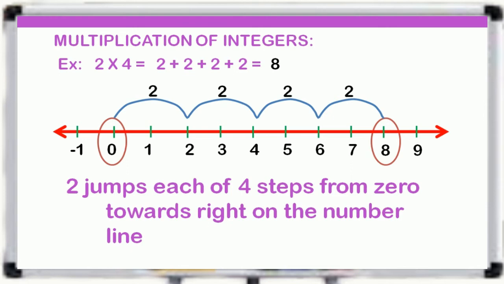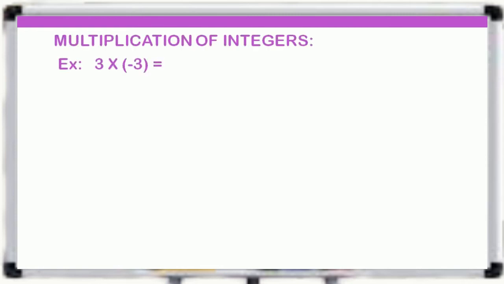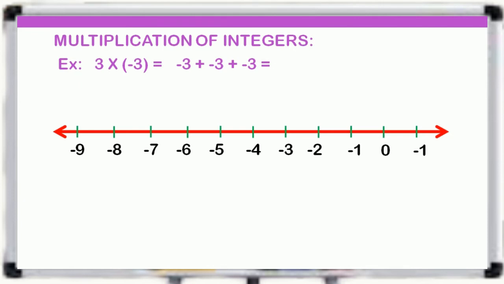Right. That means 2 into 4 is equal to 8. Now take another example, 3 into minus 3. That means minus 3 plus minus 3 plus minus 3. So here write minus 3, 3 times. So draw a number line, take a bigger negative line.